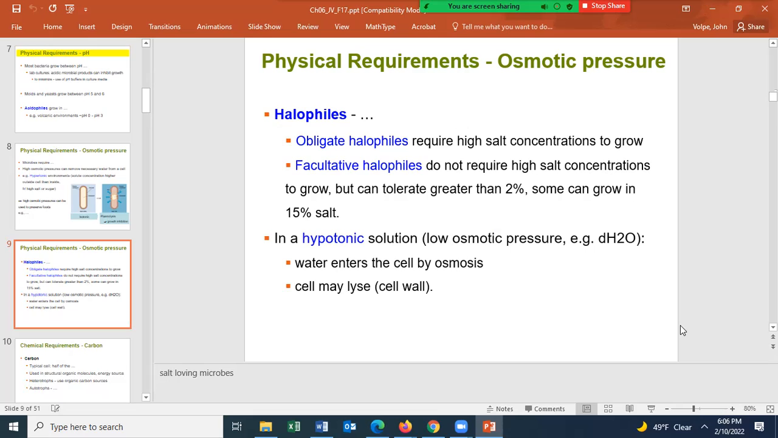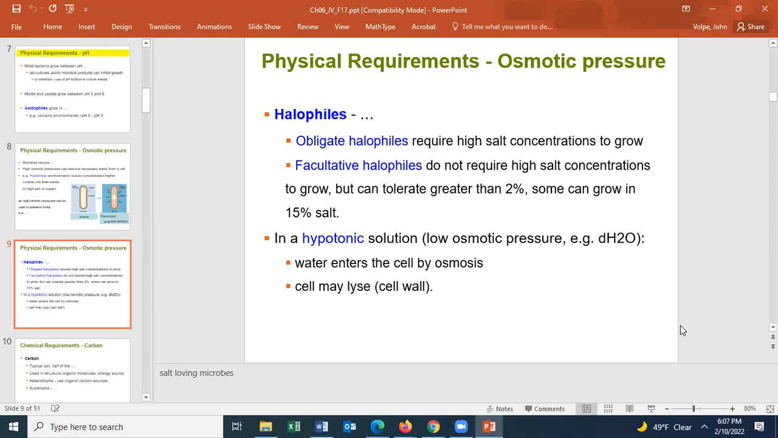Halophiles, though, can grow in salty areas. Halophile literally means salt lover. There are obligate halophiles, and they require a high salt concentration to grow. High salt concentration is above 7% sodium chloride. The highest halophiles can grow at 30% sodium chloride, and you can find 30% sodium chloride in the Dead Sea between Palestine and Jordan.